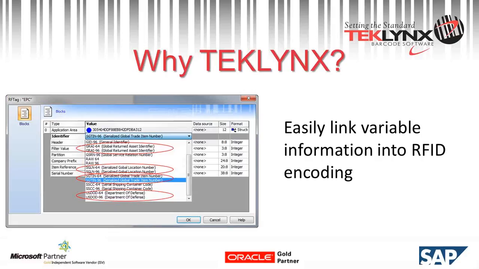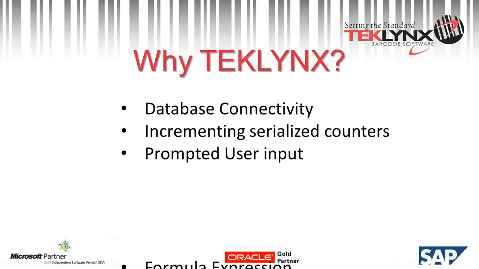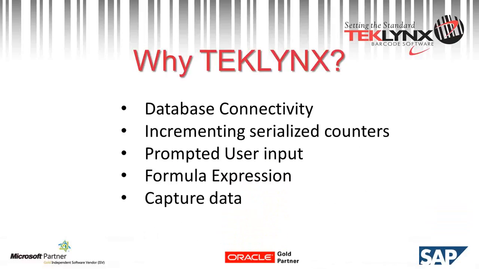When I'm talking about different variable options, what do I mean by that? Well, maybe you have a database connection that you want to pull information out of, and you want that data to be encoded into your label. I'm sorry, not only your label, but into your RFID tag. No problem with that. Perhaps you need to have a unique value, a serial number for instance, and that serialized number needs to increment up after every tag or every label. No problem putting that into a tag. A prompted user input, so perhaps you want a user to be able to type in a value, and whatever they type in, that information is then encoded into a tag.